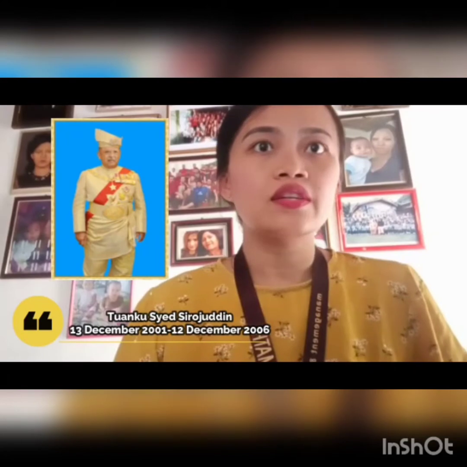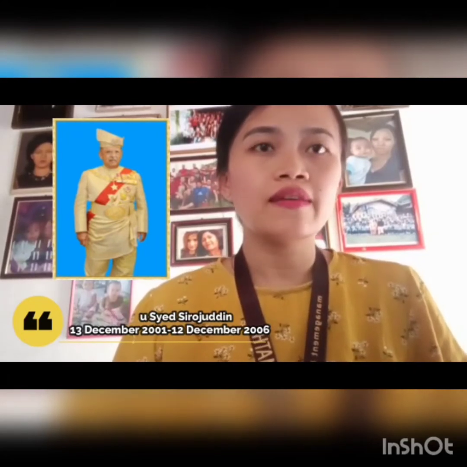Tuanku Syed Sirajuddin. He is the 7th and current Raja of Perlis, and he served as the 12th Yang Dipertuan Agong of Malaysia from 13 December 2001 to 12 December 2006, after the death of his father, who had been Raja since 1945 and was at that time the world's longest reigning monarch.